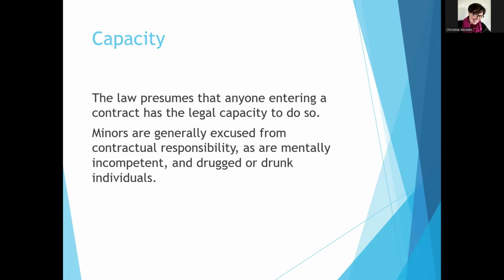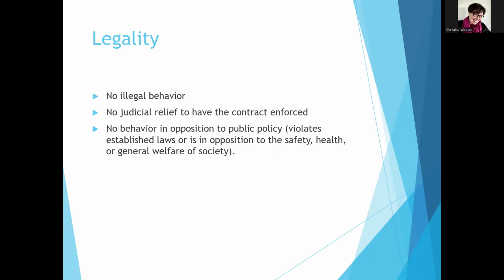Next, we have capacity, and we'll talk about this a little bit more later in this lecture. But basically, the law presumes that anyone entering a contract has the legal capacity to do so. There's some exclusions. Minors are generally excluded or excused from contractual responsibility, as are mentally incompetent folks and drugged or drunk individuals. Like I said, we'll talk about this a little bit more shortly.